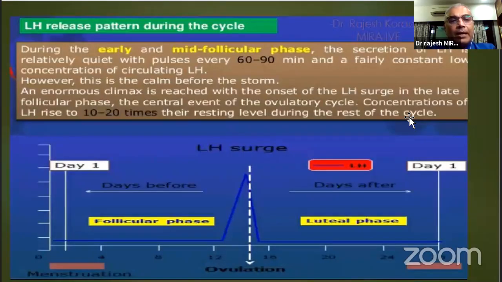The secretion of natural hormones from the pituitary and hypothalamus is always pulsatile in nature, and that's the reason why a single estimation value is not dependable, with a lot of variation. Normally, all throughout the cycle, LH in the follicular phase and luteal phase almost remains stable. But at mid-cycle, there is a storm, which changes everything in the follicle.